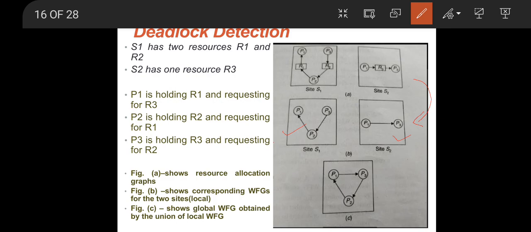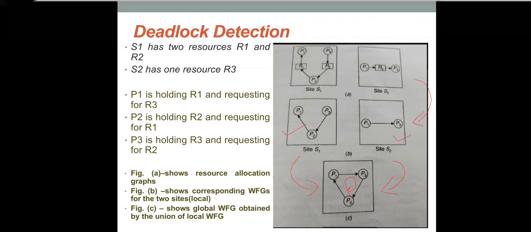Now in the centralized deadlock detection mechanism, both systems send their wait-for graph to a central coordinator, that is, S1 will send as well as S2, and the coordinator combines these two graphs by applying the union operation. And after performing the union operation, if there is a cycle like this, then that means the system is in a deadlock condition.